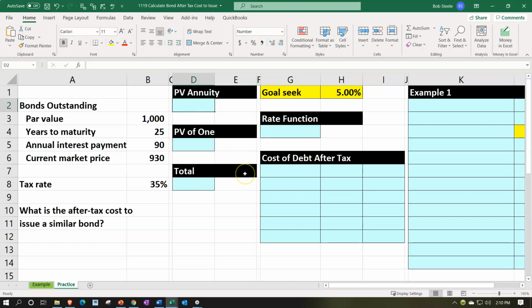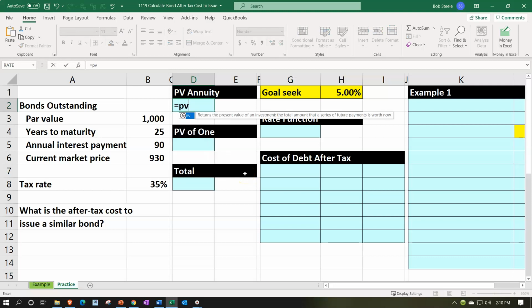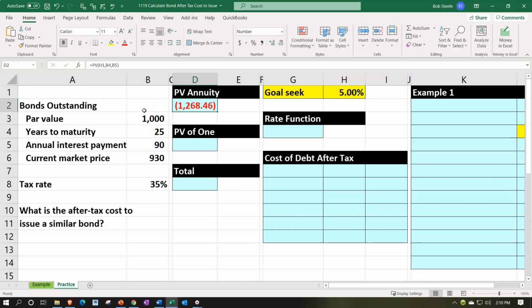So let's use the present value calculation: equals PV, shift 9. We're going to take the rate, which we're estimating to be that 5%, comma, number of periods, we're going to say 25. We're assuming it's an annual interest bond, comma, and then the payments are going to be the $90, because they gave us the payment, not the interest rate. If they gave us the rate, we'd have to take the rate on the bond times the 1,000. That's going to give us, let's make that a positive number by going back into it.